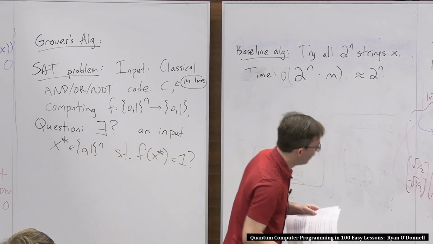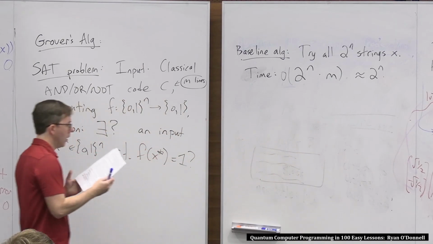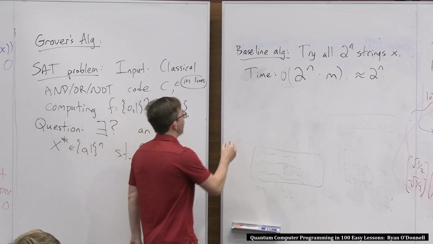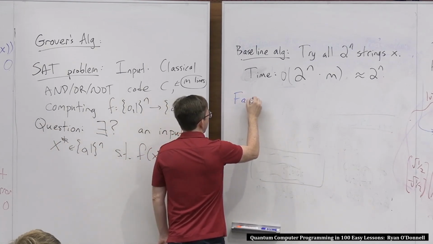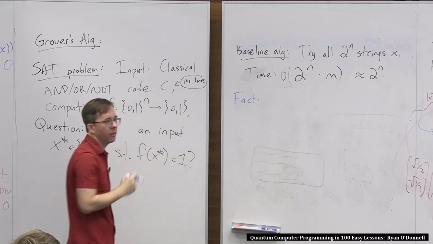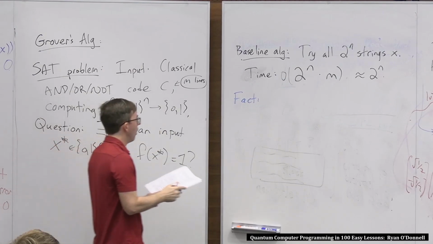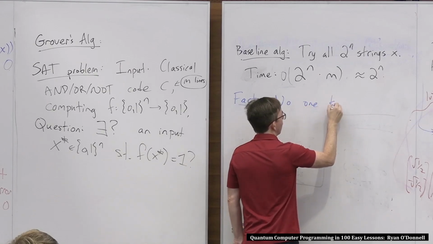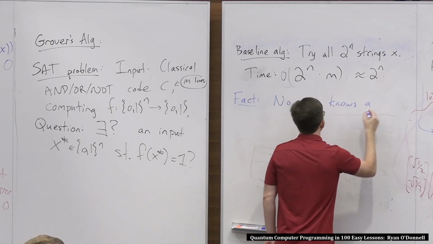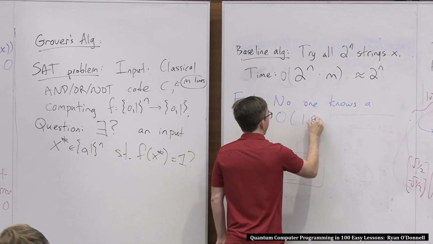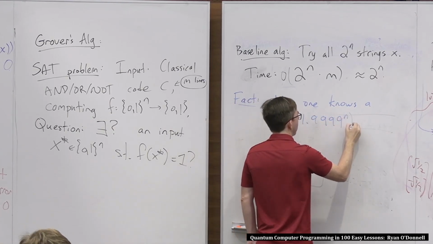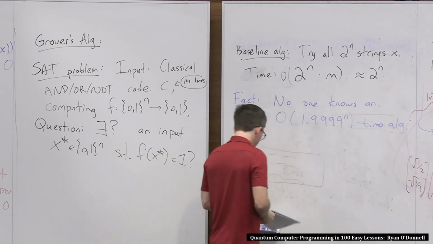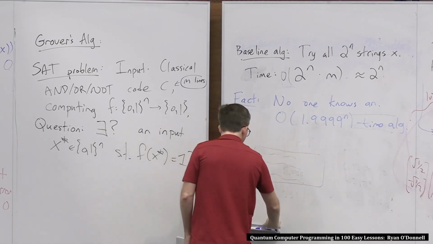Okay, so is there a faster algorithm? Well, people have been thinking about the question of is there a faster algorithm for, I don't know, 50 years at least, and nobody knows one. So basically, nobody knows an algorithm faster than this. So it's like a 50-year-old fact. No one knows, let's say, a big O of 1.9999 to the n time algorithm. That's kind of sad.